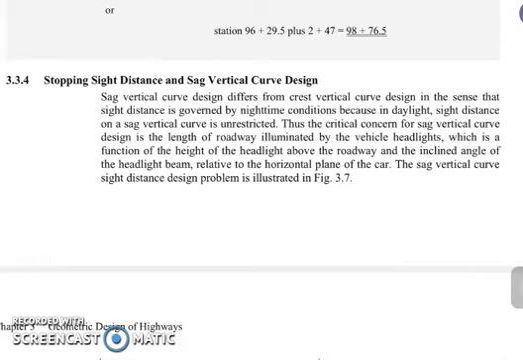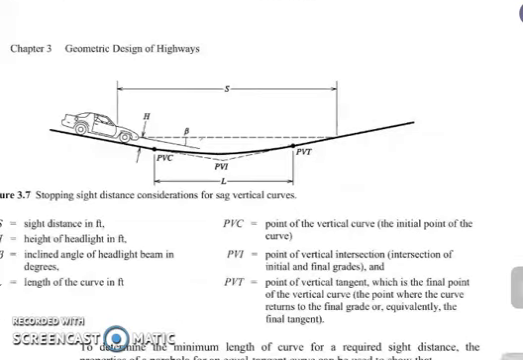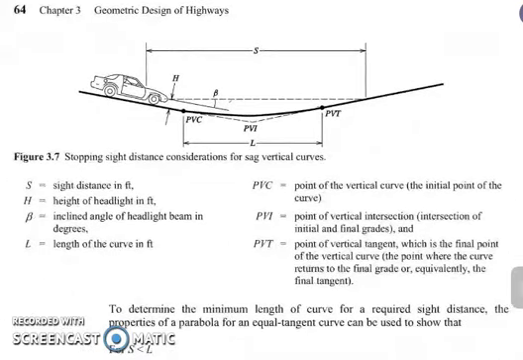So we have here an illustration for our sag vertical curve. This is the stopping sight distance consideration for a sag vertical curve. We have our S, capital S, which is the sight distance from the driver's eye. Our H is the height of the headlight of our car. Our beta is the inclined angle of the headlight beam in degrees. Our L is the length of the curve, and of course, this is our sag vertical curve.